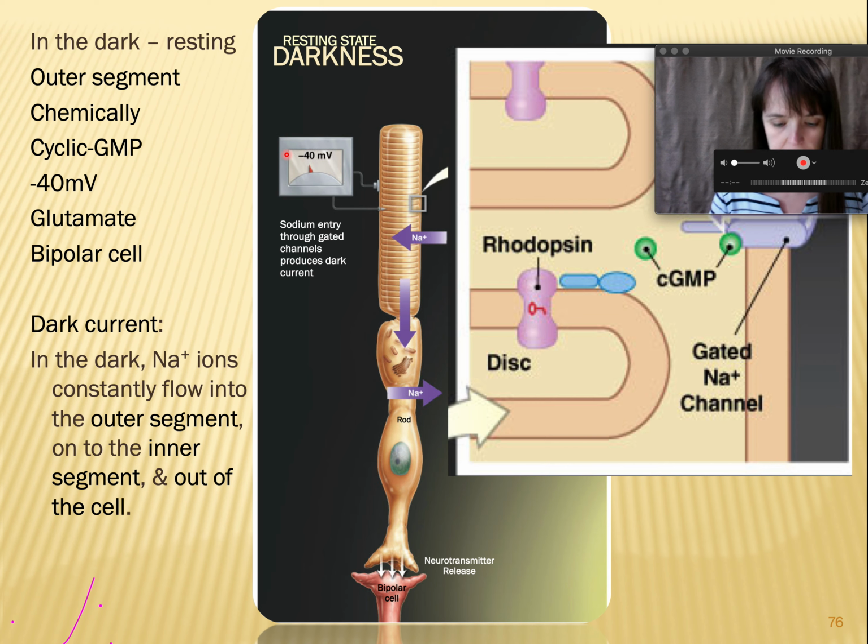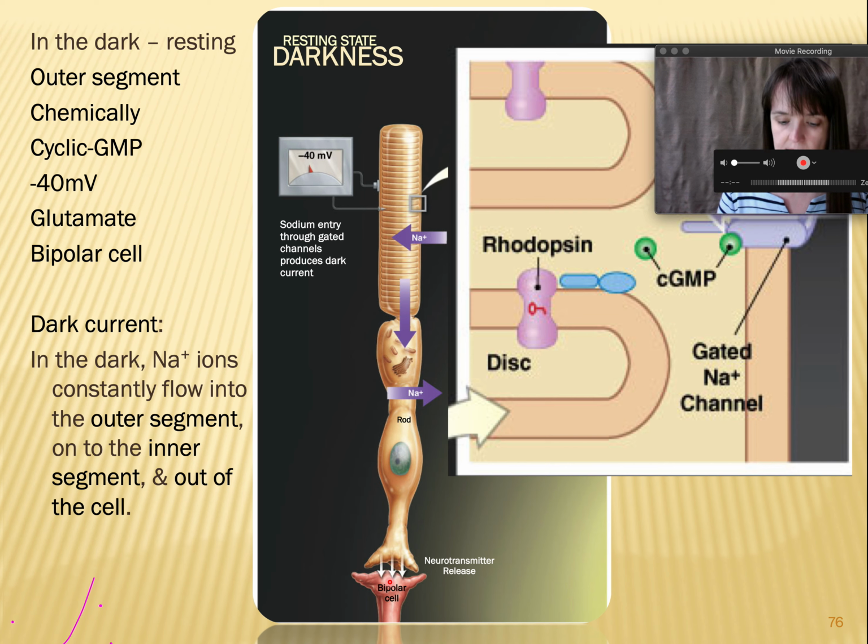At negative 40 millivolts, rods and cones are constantly releasing the neurotransmitter glutamate, which is inhibitory, across the synapse. Oh, I'm sorry, the sodium goes into the inner segment. The chemical, the glutamate, is released across the synapse to the bipolar cell. I misspoke.